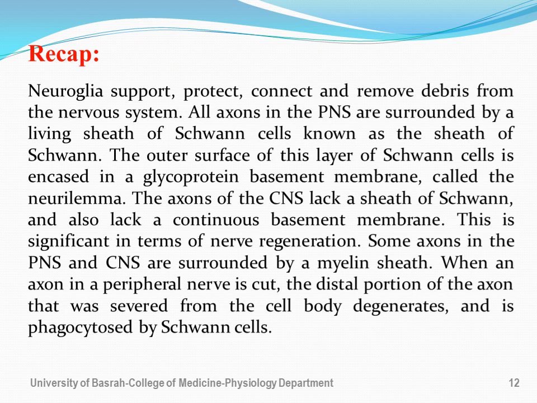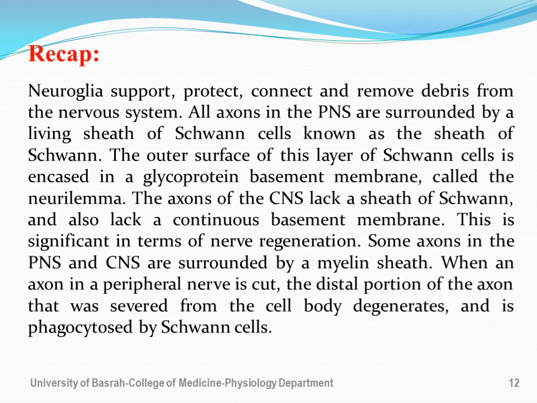Now, summary for our lecture: the neuroglia support, protect, connect and remove the debris from the nervous system. All the axons in the peripheral nervous system are surrounded by a living sheath of Schwann, and these Schwann cells are usually engaged by a glycoprotein basement membrane, we call it the neurolema. The axons in the central nervous system lack the sheath of Schwann and lack the neurolema, and the neurolema plays a very important role in the regeneration of the cut axon.